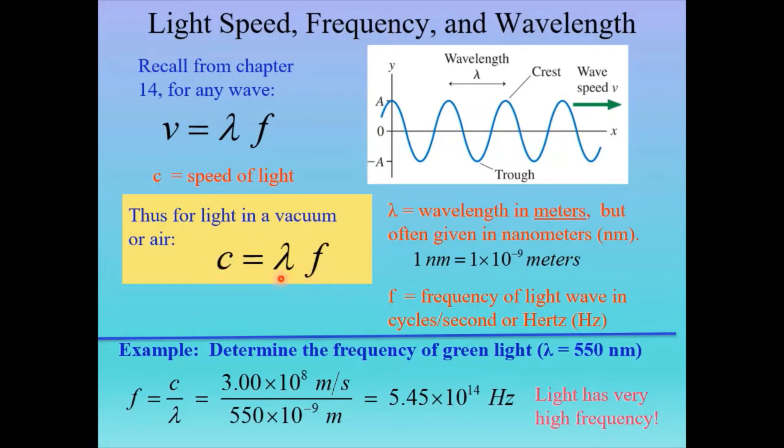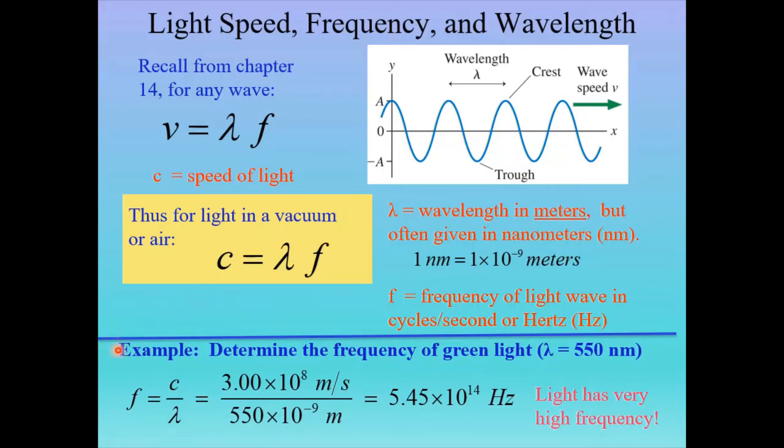Now, lambda here is the wavelength which we measure in meters, but quite often, especially when we're talking about light, the wavelength will be given in nanometers. So remember that 1 nanometer is 10 to the minus 9 meters. That's 1 billionth of a meter. And then f is the frequency of light, and that's in cycles per second, or hertz.